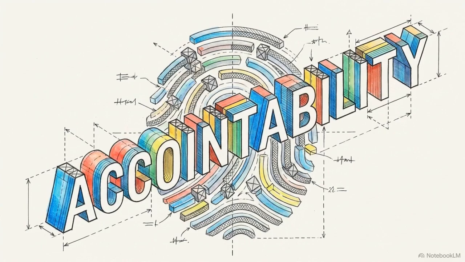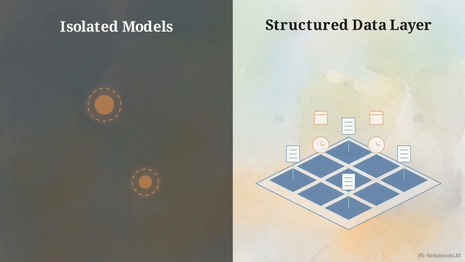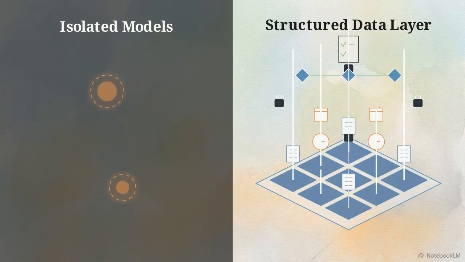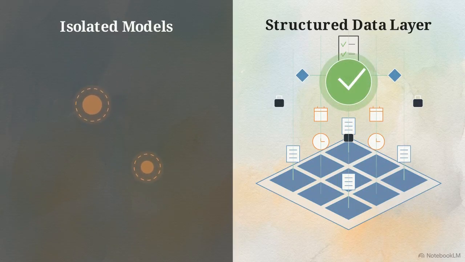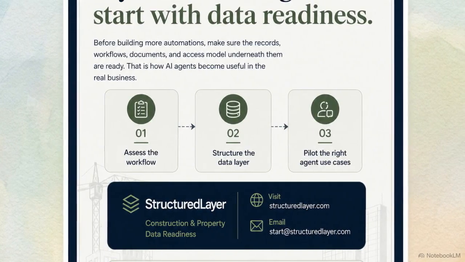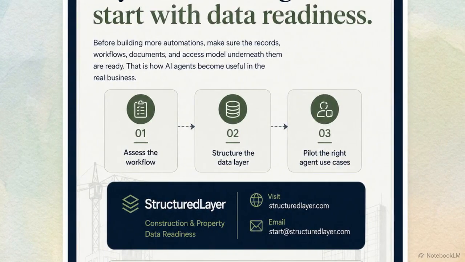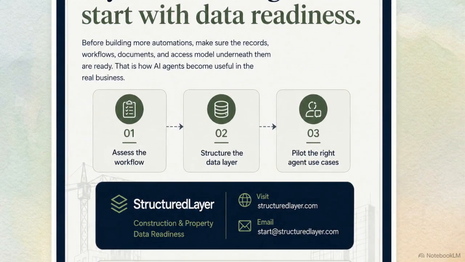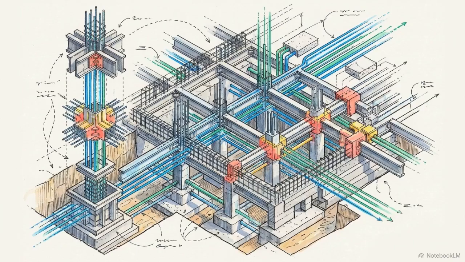The core challenge is operational. Reliable outcomes start with building better data environments, rather than just seeking better models. This 3-step flowchart outlines the precise roadmap for deployment. First, assess your existing workflows. Then, invest the time to build the structured data layer. Only after achieving data readiness should your team pilot specific AI agent use cases. Highly structured systems provide the foundation needed to turn technology hype into reliable business outcomes.